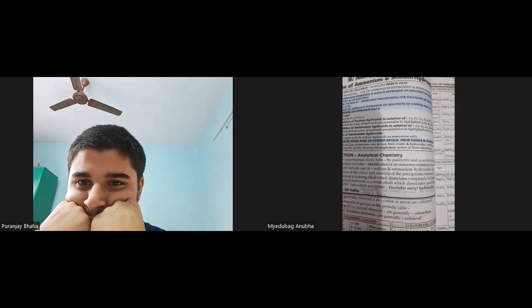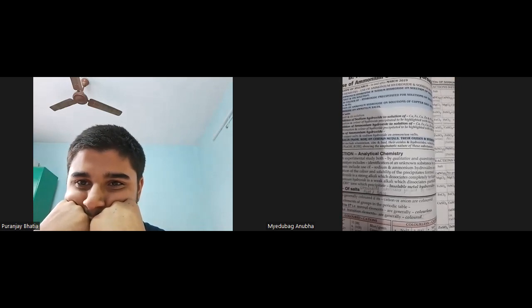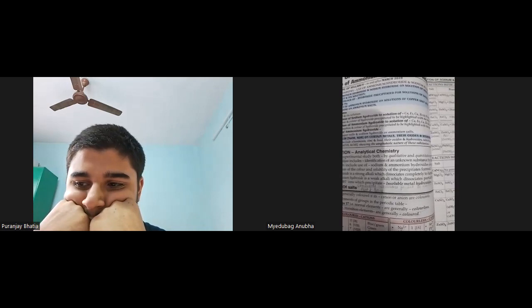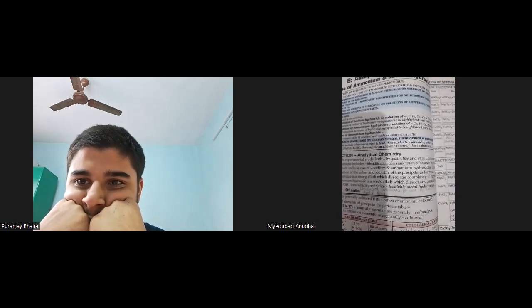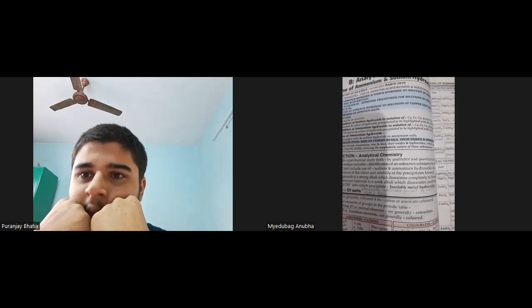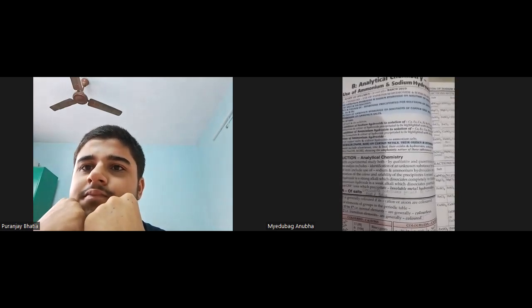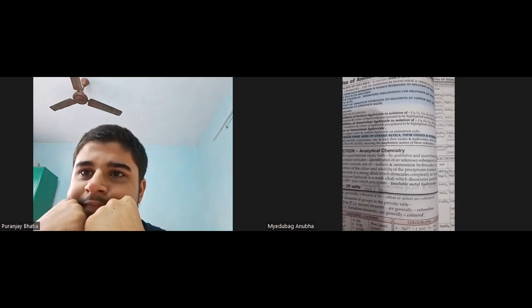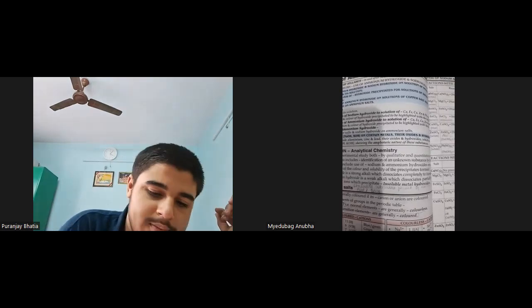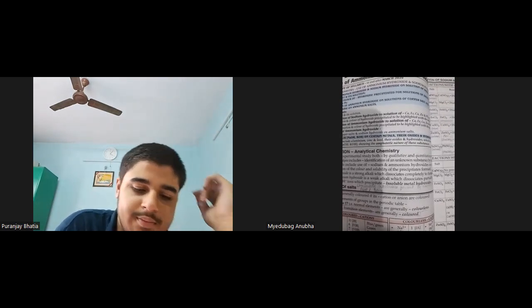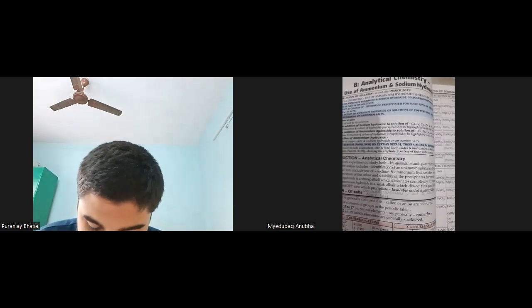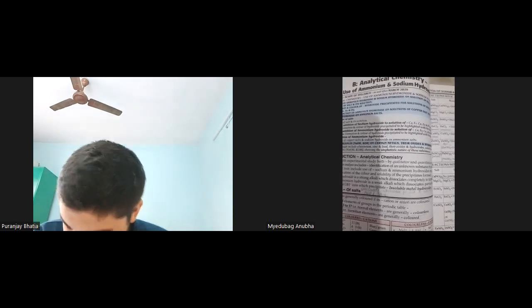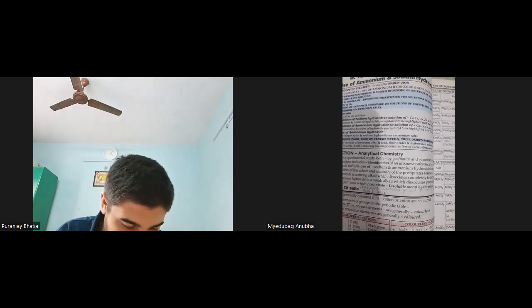Then we learned about the color changes that occur with litmus paper, phenolphthalein, and methyl orange. Then going further, we learned about different kinds of reactions in terms of pH, like acid rain, its harmful effects, how it is formed and how it affects our atmosphere. Then we learned about the uses of acids and bases, where acids are used in our daily life and where bases are used in our daily life.